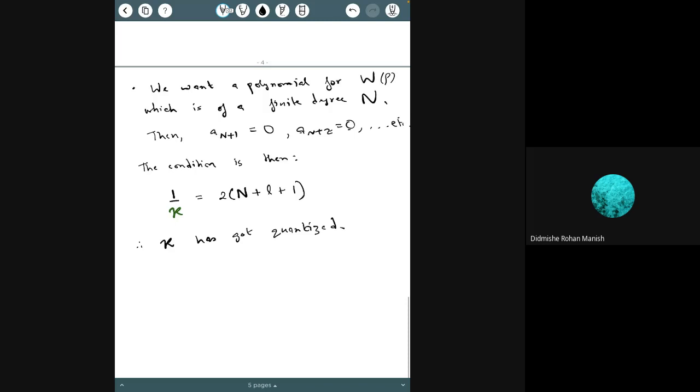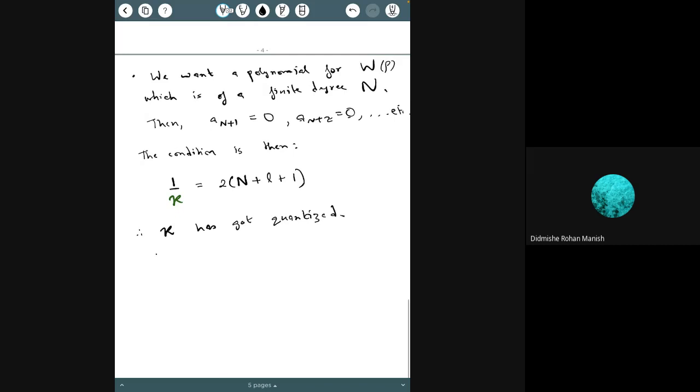And here these are all integers. So N is equal to 0, 1, 2, etc. And small l also was 0, 1, 2, etc. Now, for every value of kappa, we can have many possibilities. As long as N plus L plus 1 is the same, I will have many states with the same kappa. So we end up with a very large degree of degeneracy for various combinations of N and L.